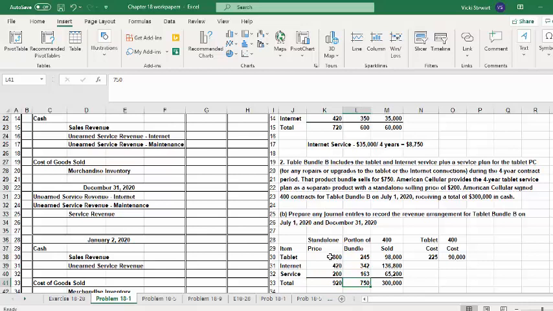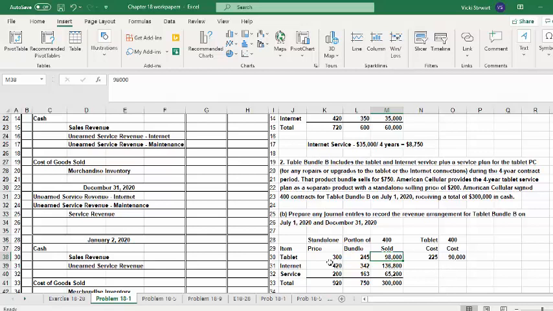So again, you're going to take the tablet standalone divided by the total standalone, multiply it by the $750, and that will give you $245 for the tablet portion of the bundle. We sold 400 of these bundles, so $98,000 would be allocated to the tablet sales revenue.